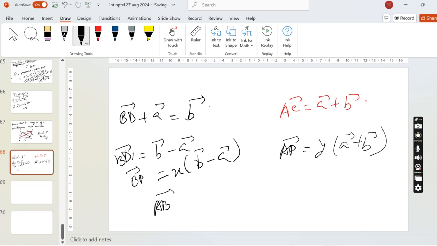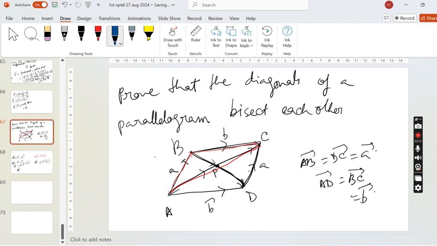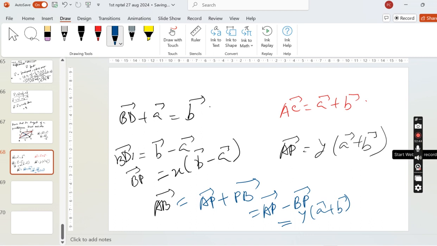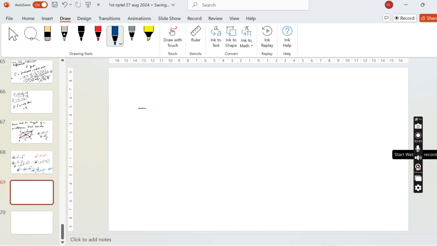So we know AB, we can say AB is equal to AP, then PB, which is basically AP minus BP. AP we know is y into a plus b. We don't know if P is the middle point of BD or AC. Minus BP is x into b minus a, which gives us x plus y a plus y minus x b.